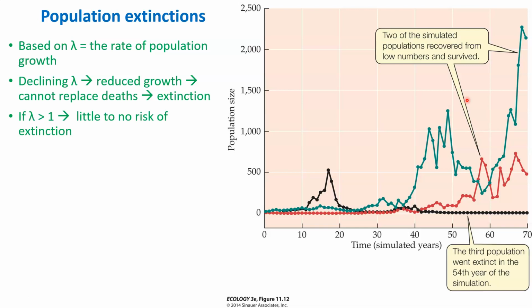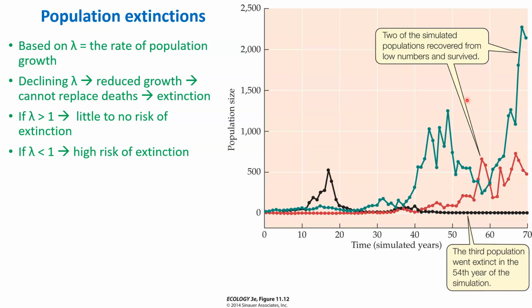If population growth rate is greater than 1, that population suffers little to no risk of extinction. What do you mean by lambda being greater than 1? Well, that's an instance where the number of newborns is greater than the number of individuals dying. In that case, you are effectively adding more individuals to that population, so the risk of extinction is fairly low. But what if lambda is less than 1?